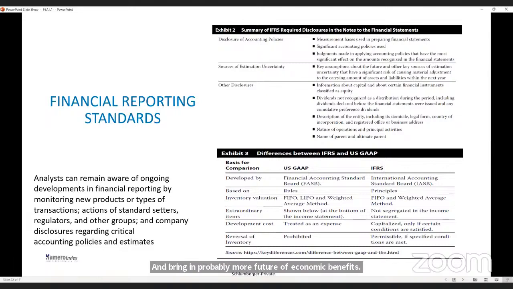You have the intention to use that asset or sell it, right? The cost can be reliably what? Measured, right? Technical feasibility is there, right? So these are the conditions. Now, under inventory, reversal of inventory write-downs is prohibited under US GAAP, but it's permissible under IFRS if some conditions are met.